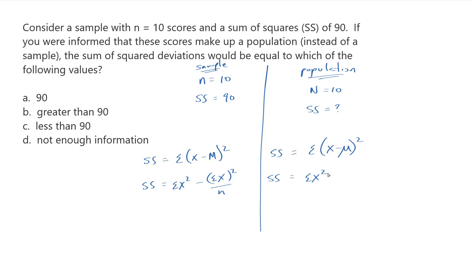Same thing if I was dealing with a computational formula. I would still be using the sum of x squared minus the sum of x in brackets squared over, in this case, large N. Large N instead of small n, it doesn't make any difference. I'm going to get the same result. So if it was 90, it's going to stay 90.